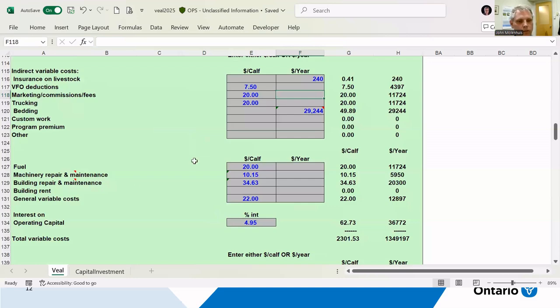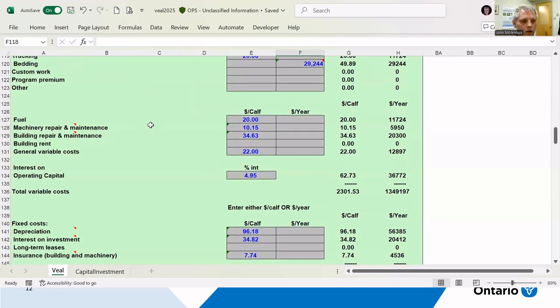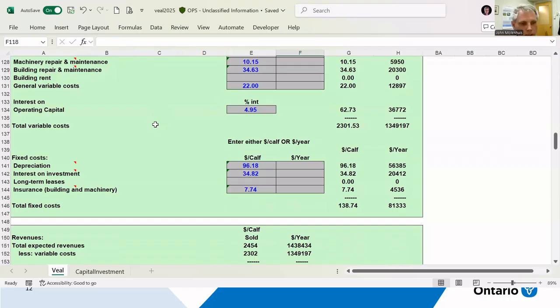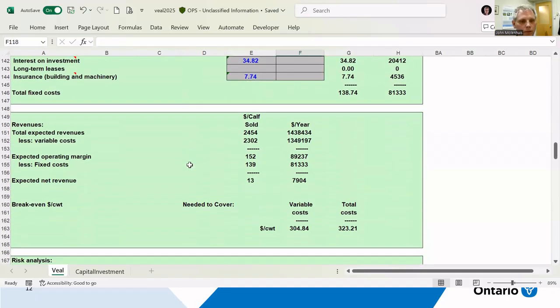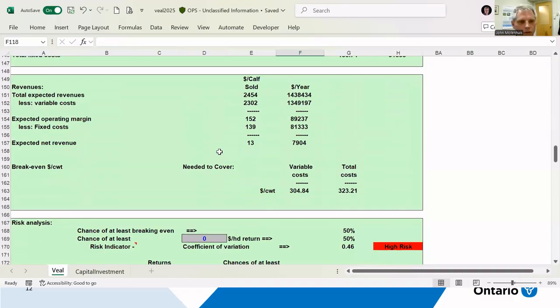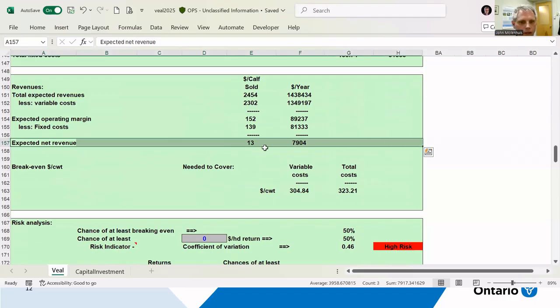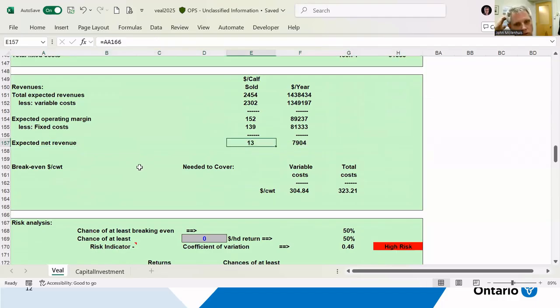But then you've got some of these other areas here to calculate the total cost of production for the veal operation, and we talked in detail about the process and the format in the last presentation, but we didn't talk an awful lot about the reporting or some of the summary pieces. So a big piece, of course, is trying to get to what is the expected net revenue, and so there's that $13 a calf sold, which translates into about $8,000 a year. Keep in mind as well, we talked about the economic costs.